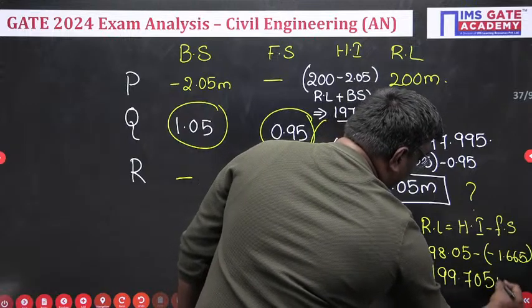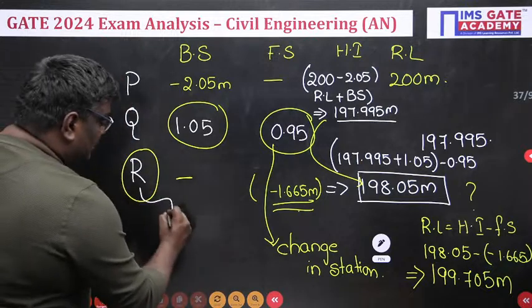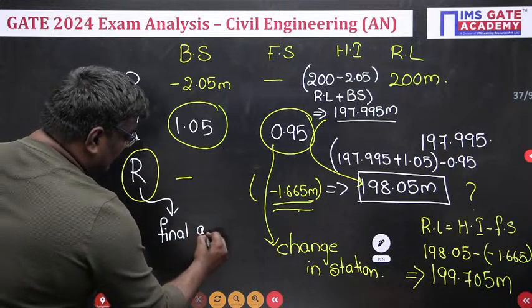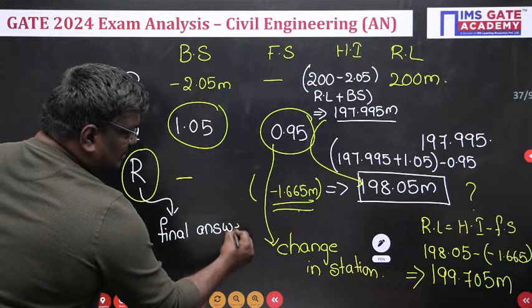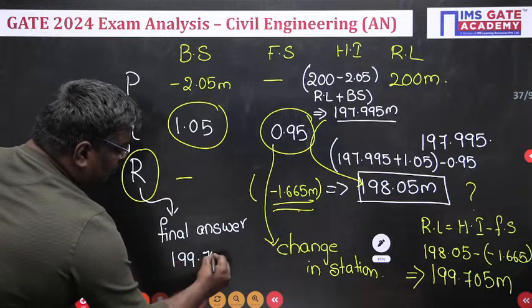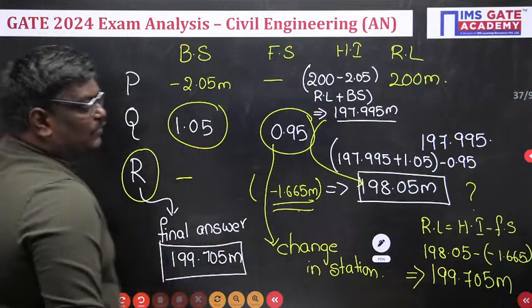So the final answer of RL of R, my dear students, what could be the final answer here? It can be written as 199.705 meter. Now I told you one check also.